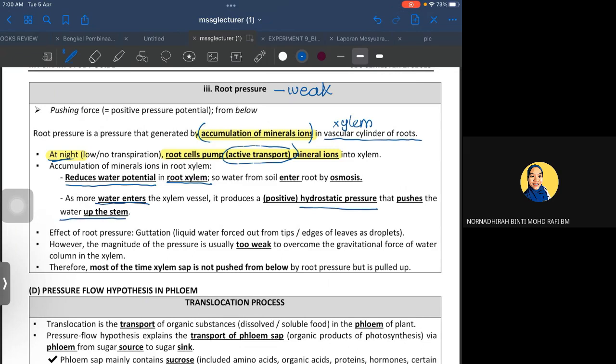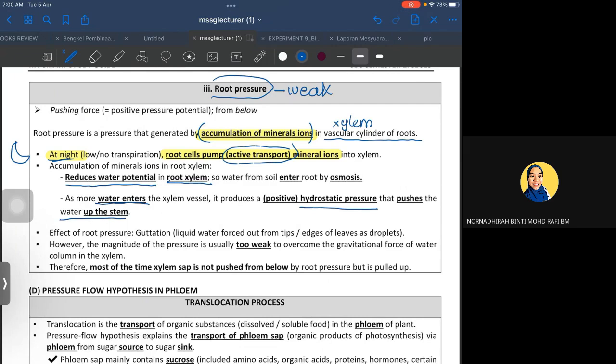Tapi kita akan nampak effect of root pressure adalah pada waktu malam. Sebab pada waktu malam, tak ada matahari, angin pun kurang. So apa yang berlaku adalah pulling effect sebenarnya kurang. So sebenarnya apa yang berlaku banyak pada waktu malam adalah root pressure. That's why dia kata at night. Okay, at night root pressure ni sebenarnya yang berlaku secara obvious.